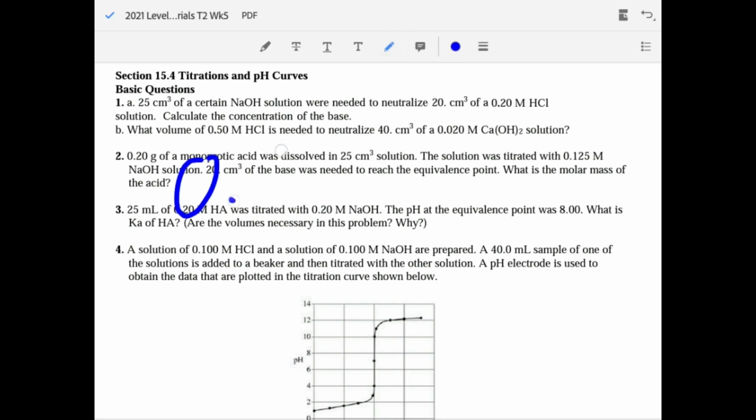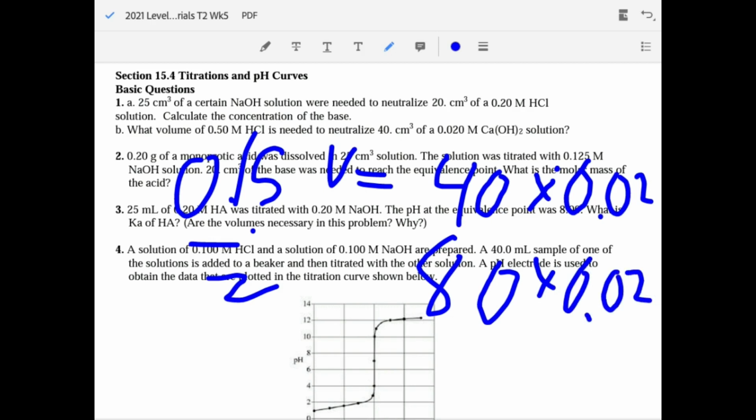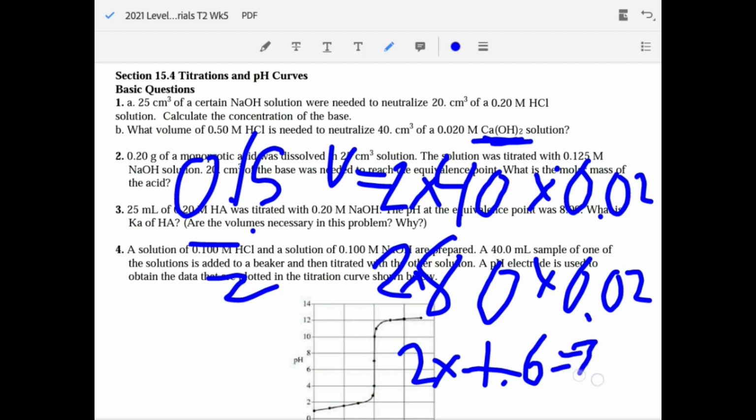Again, you have 0.5 V is equal to 40 times 0.02, and this is 1 over 2, you put that up, you get 80 times 0.02, it becomes 0.2 times 8, you get 1.6. But it's CaOH2, so 2 times that. It dissociates 2 times. So 2 times that, and this becomes 2 times that, is equal to 3.2.